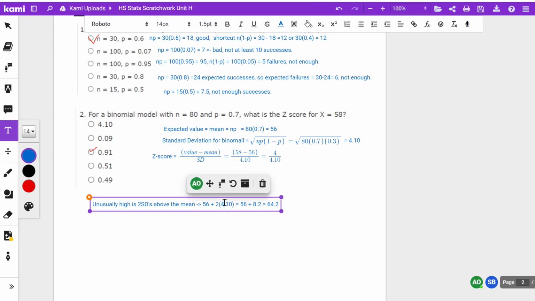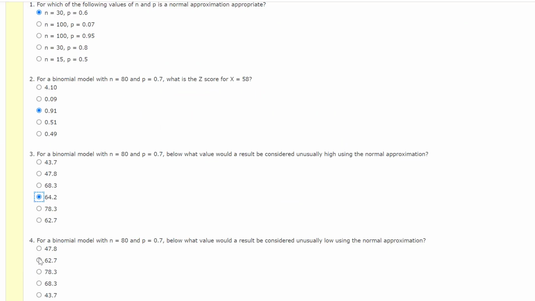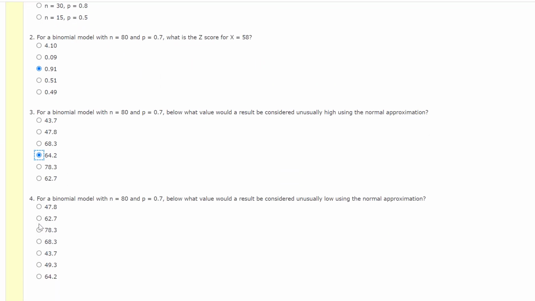And then we have unusually low. I do the same idea. Unusually low is more than 2 SDs below the mean. So we want to do 56 minus 8.2, which should be 46.8. Yes, so 46.8. And, oops, I don't see 46.8. Let me see.